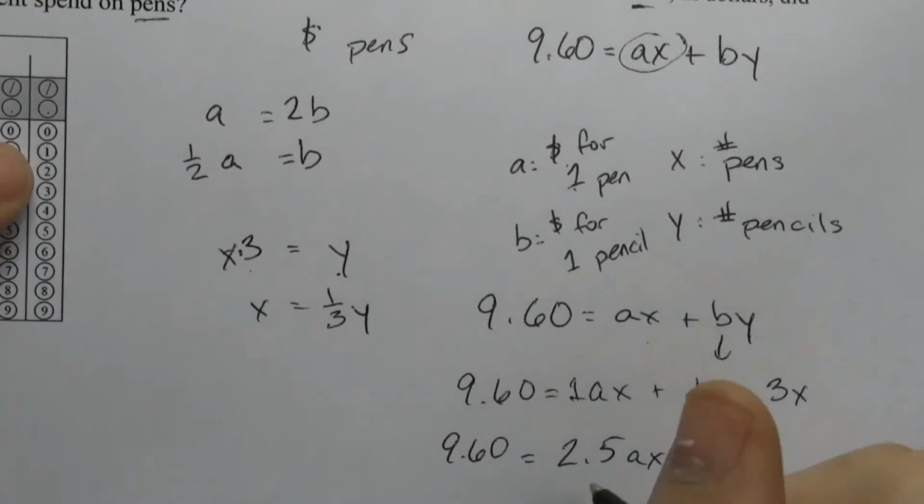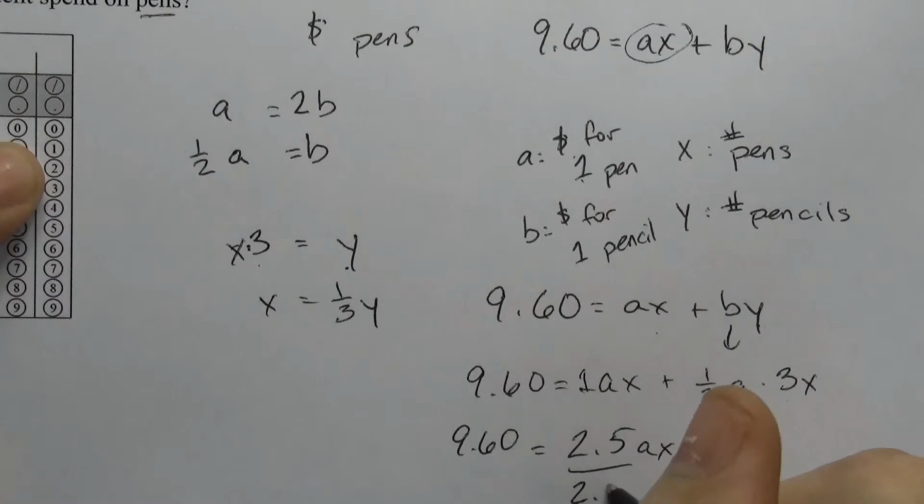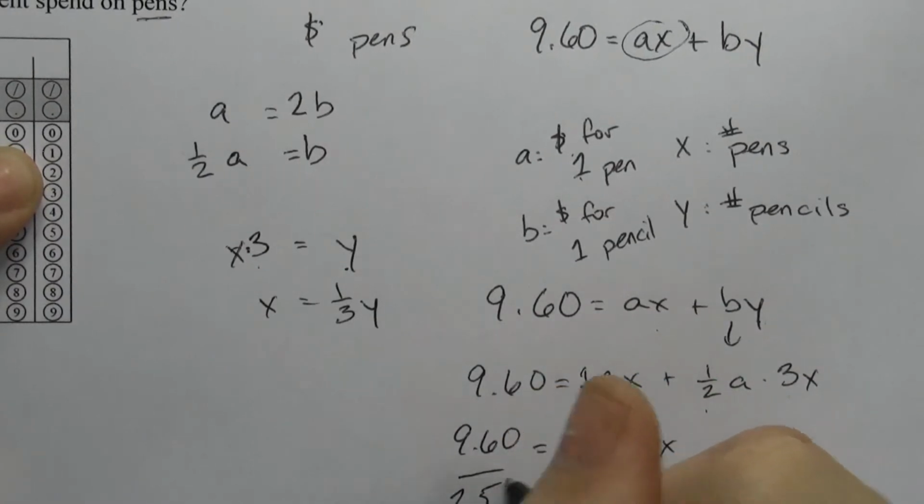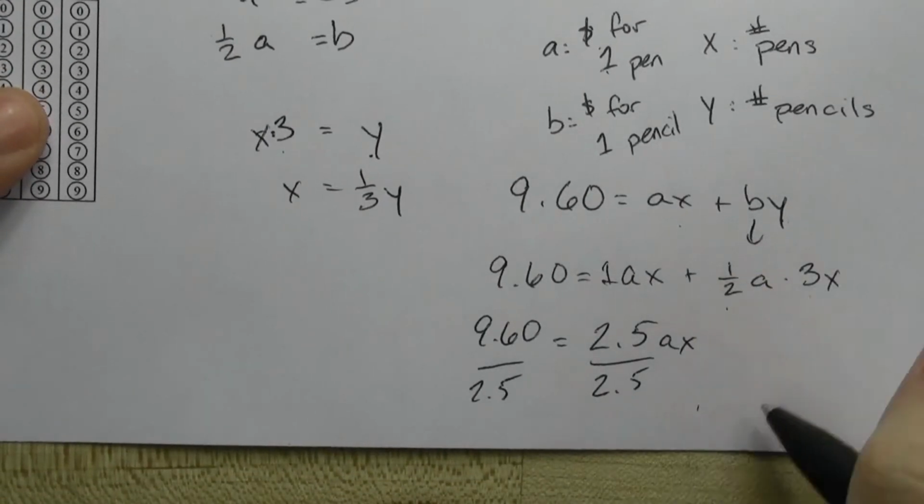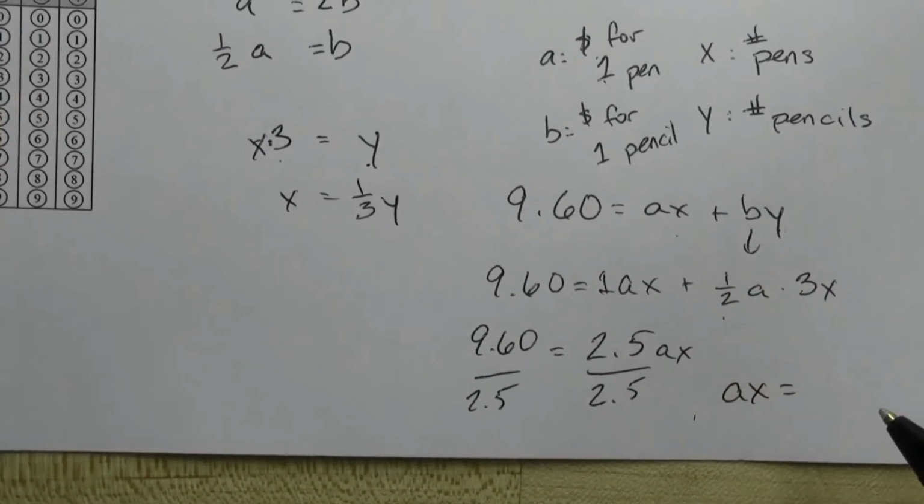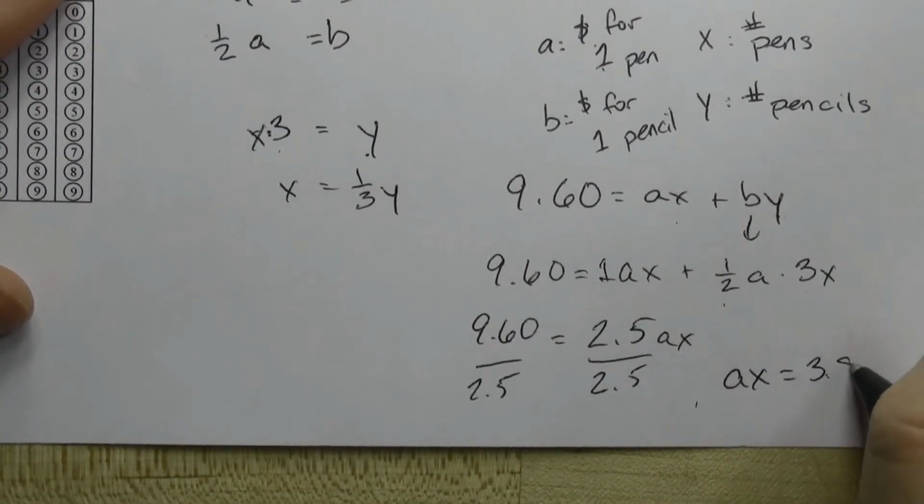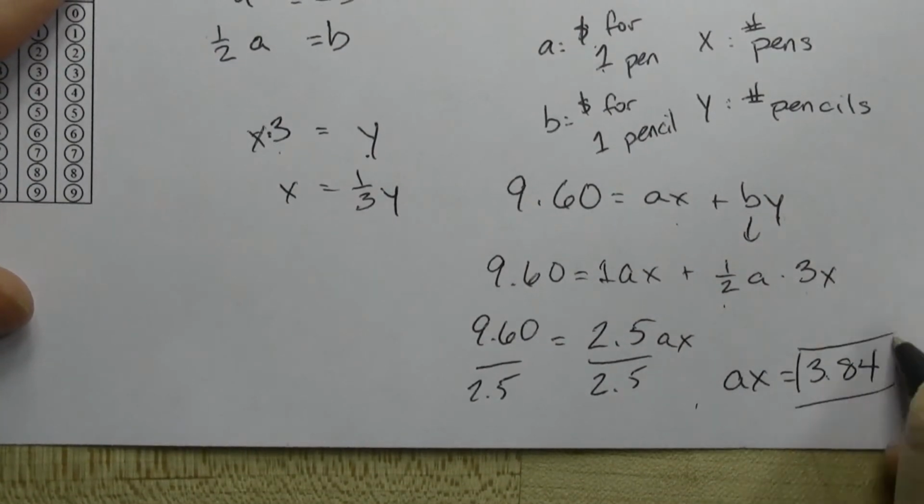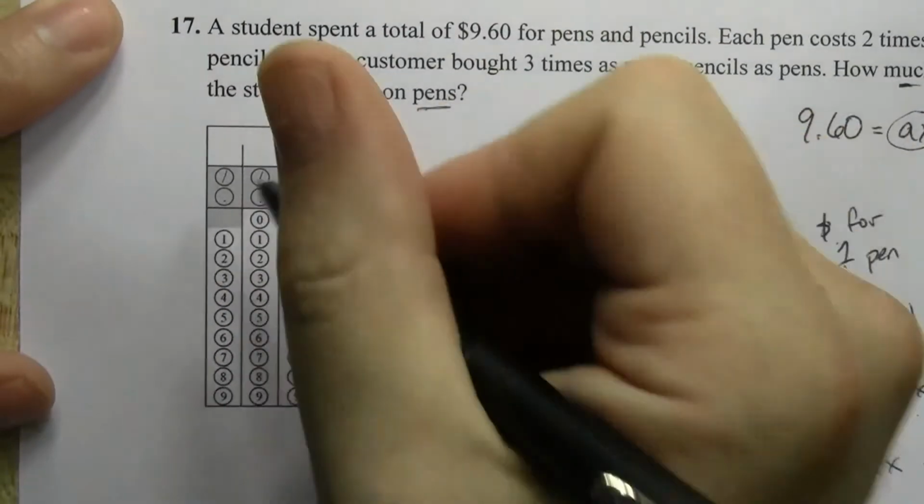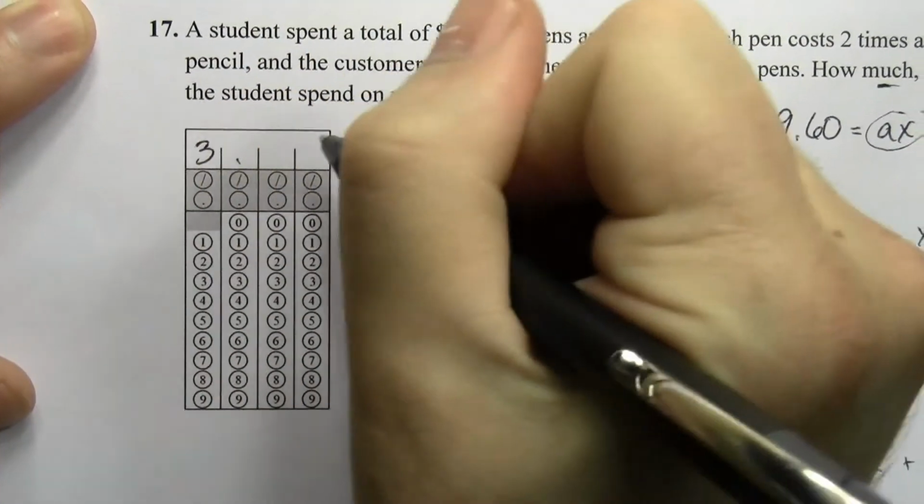And then we solve for AX. We divide both sides by 2.5, and we get AX equals, I think it's $3.84, yeah, $3.84. Whew, that was a tough one. Okay, let me grade in 384, and we're done.